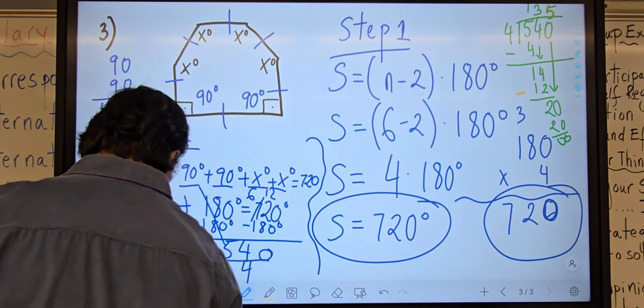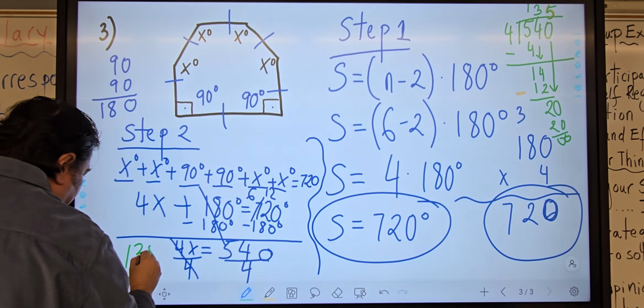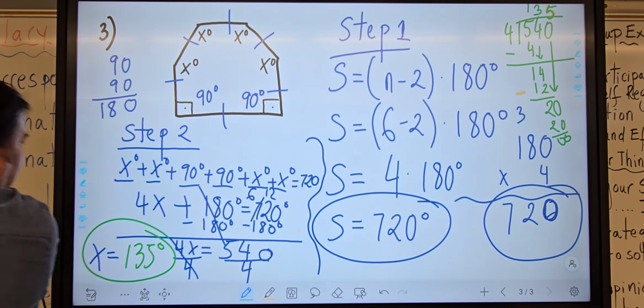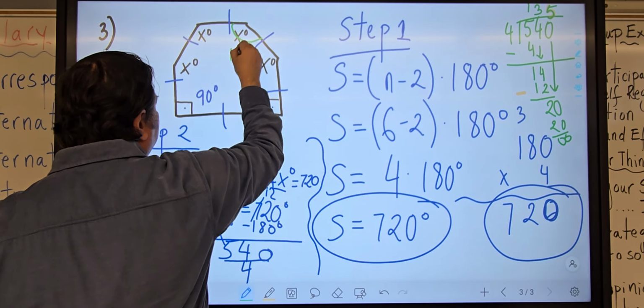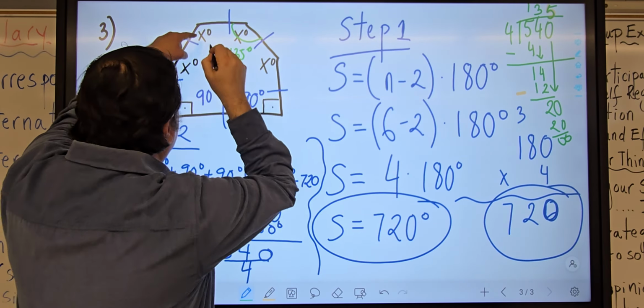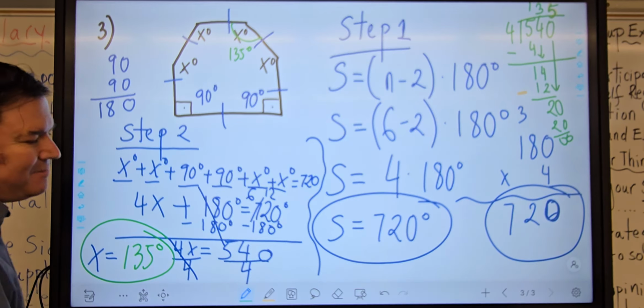So x equals 135 degrees. That's it. Each of these x is 135 degrees. All of them, 135, 135, 135.